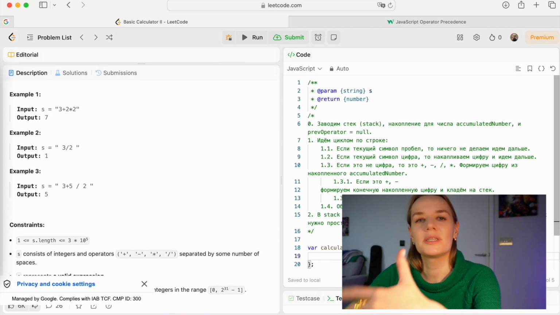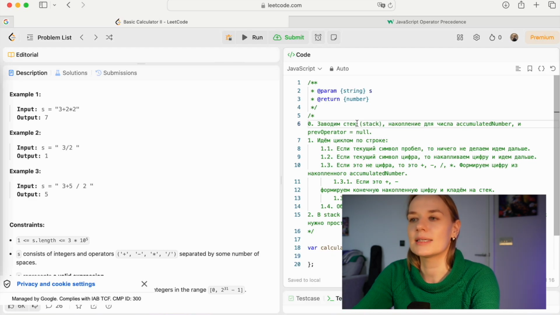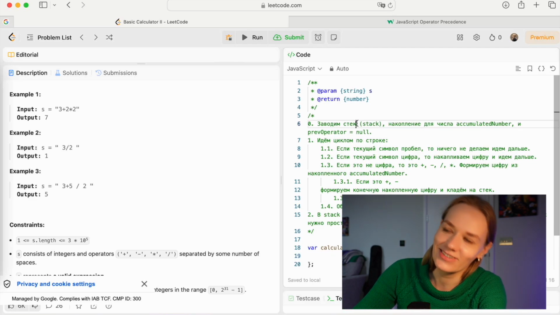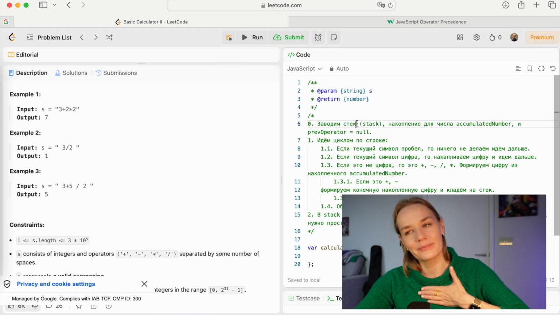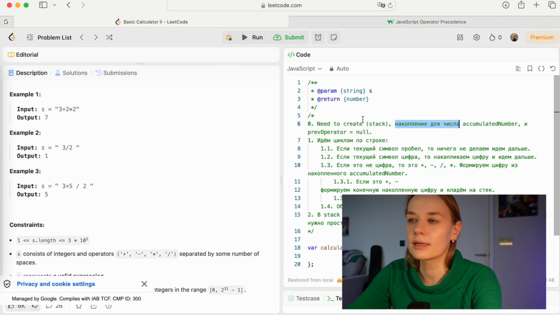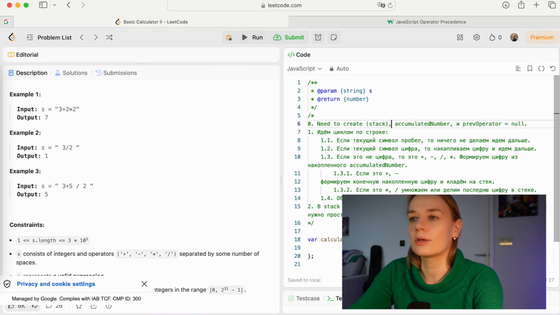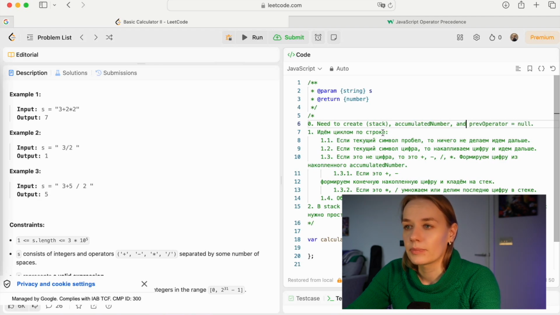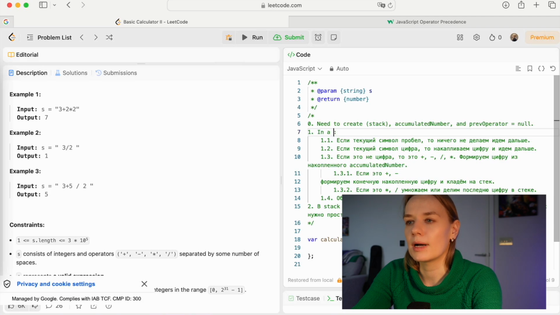We need to create an algorithm for that. I wrote here the optimal algorithm for this task, in Russian, sorry, because I'm Russian, and I will try to translate it. First of all, we need to create a stack and several variables: the stack, an accumulated number and the previous operator. Next, we have a loop.